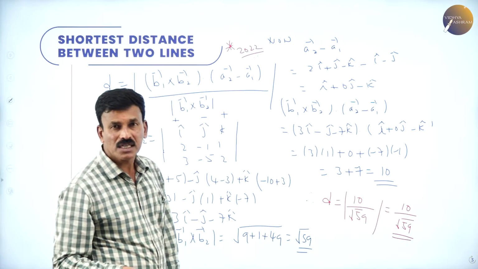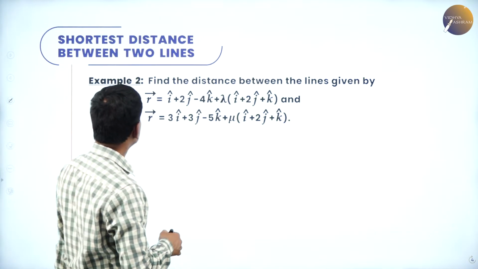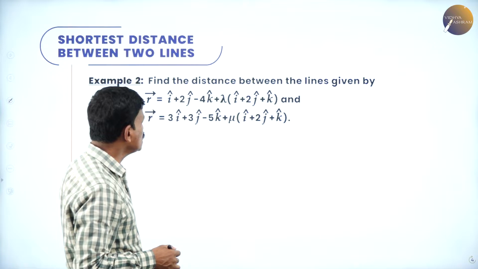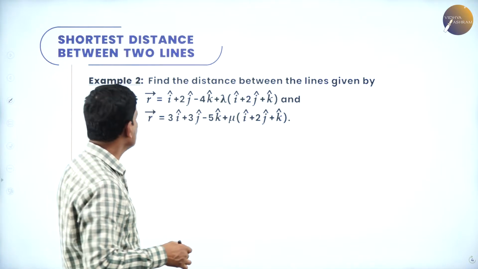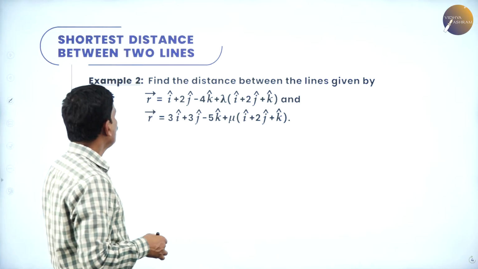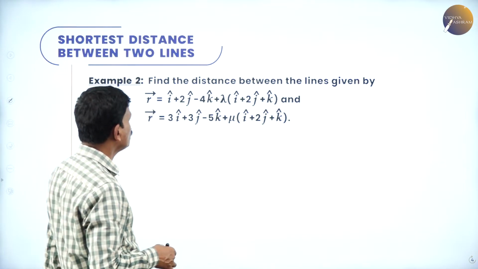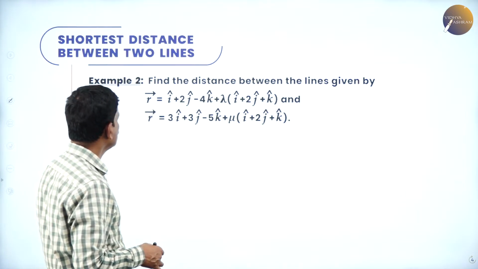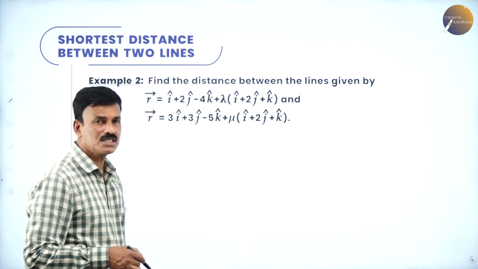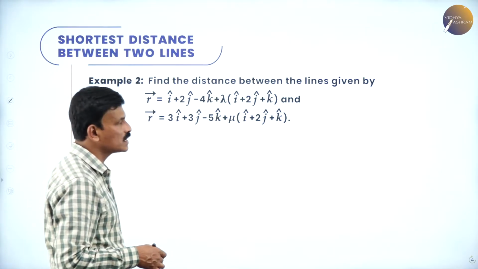Now let us come to the next problem. Now what is the next problem? Find the shortest distance between the lines. See here, what is the vector equation given? Vector r is equal to i plus 2j minus 4k plus lambda into (i plus 2j plus k), and r is equal to 3i plus 3j minus 5k plus mu into (i plus 2j plus k).